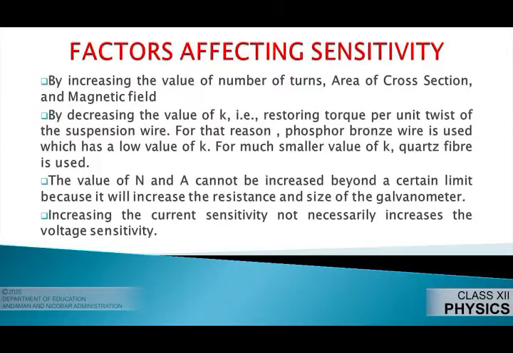What was the first thing we said? By increasing the value of number of turns, area of cross section and magnetic field, the sensitivity can be increased. By decreasing the value of K, that is the restoring torque per unit twist of the suspension wire, and for that reason only we are going to use phosphor bronze wire. I am going to use quartz fiber to have a low value of K. In addition, the value of N and A cannot be increased beyond a certain limit because it will increase the resistance and size of the galvanometer, and at last increasing the current sensitivity not necessarily increases the voltage sensitivity.